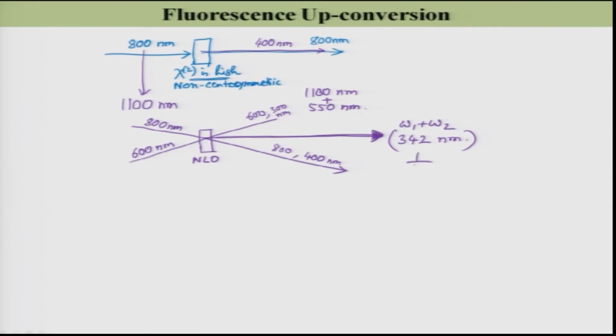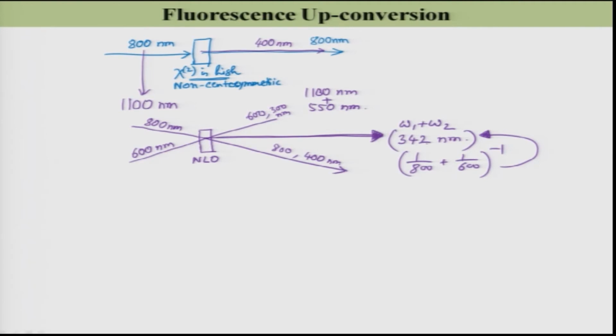This is 1 over 800 plus 1 over 600, inverse, and that is going to give you this value, that is for sure, that is no problem. So this is just omega 1 plus omega 2, because I have just used this as a wavelength, so I have changed it to the wave number and then again inverted it. So that is it. Okay.